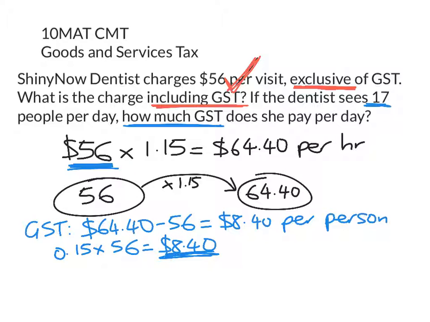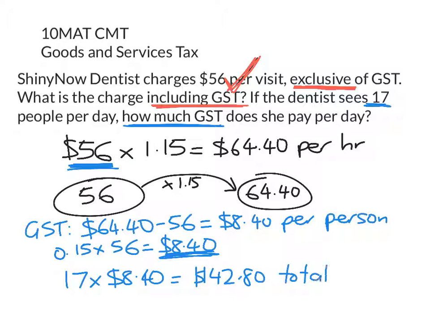And she sees 17 people per day. So we've got 17 times $8.40 equals, what does that give me? I get $142.80. And that's total GST per day. Now just have a think, if I'd asked you to do that for a week, whether we'd use 7 days or something else, and let me know. Right, so that's the first question done. Next one.